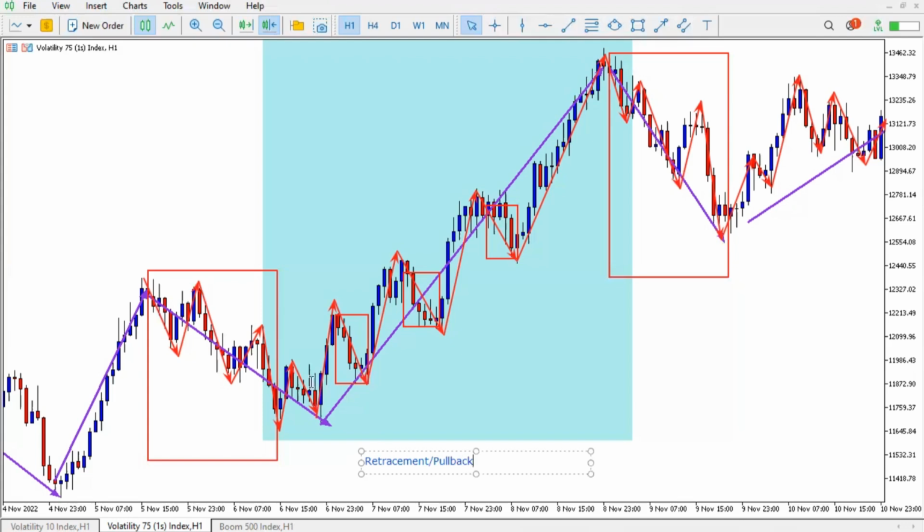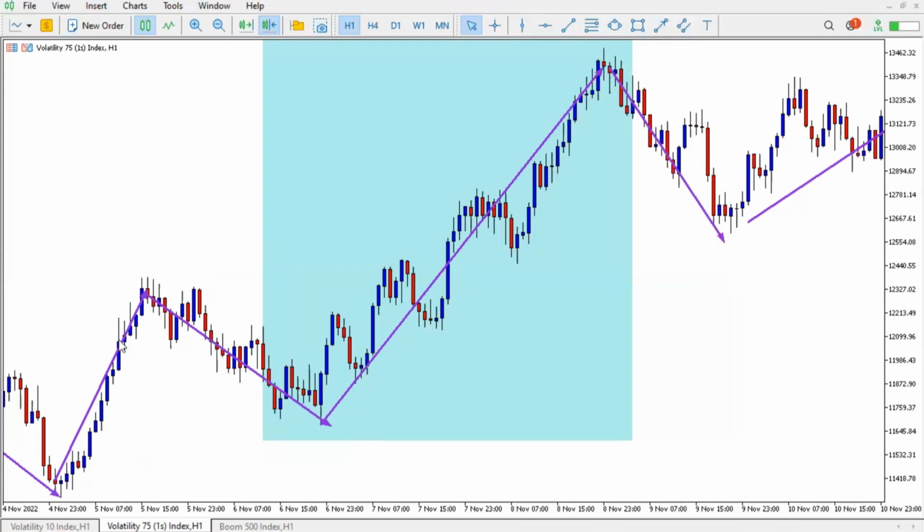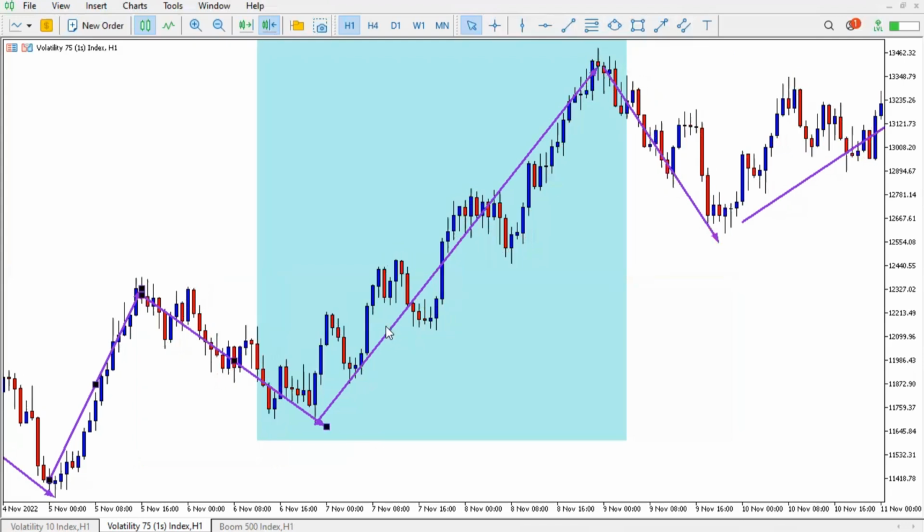So now let me make it more clear. Let me clear all of these drawings. Okay, let me remove all these lines as well. Hello. Okay, I can hear you. Hello, sir. I can hear you. Please, can you explain that retracement again?